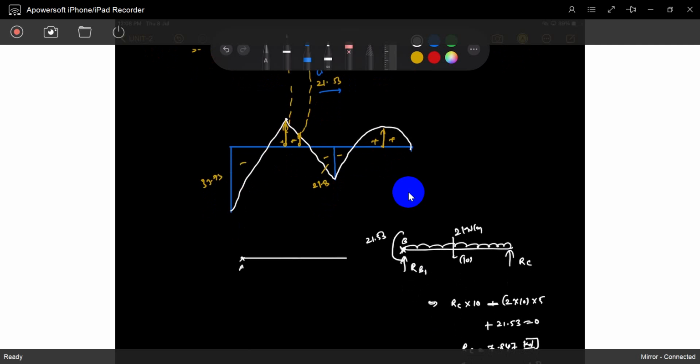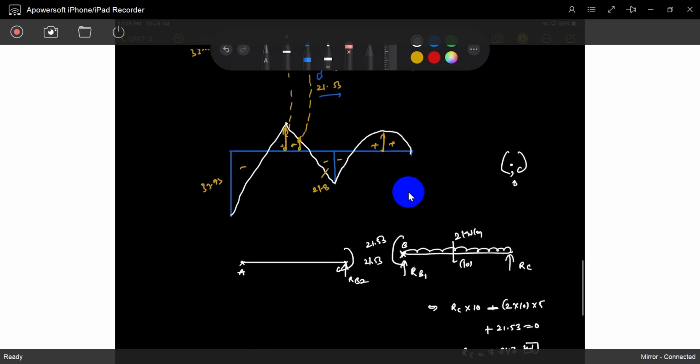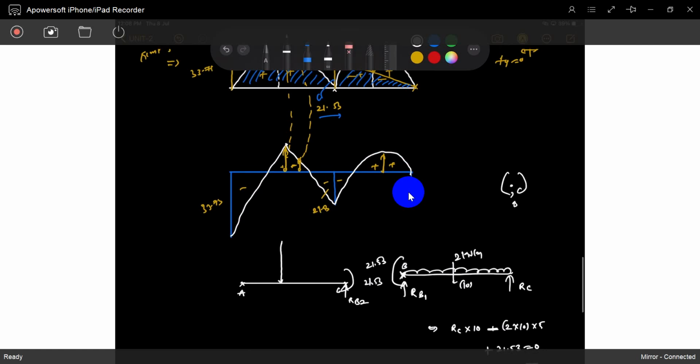So this is A, this is B. RB2. B has a hogging moment of 21.53. Understood? If you take the B joint, it is also in equilibrium. Last class I explained it: B has a hogging moment of 21.53.